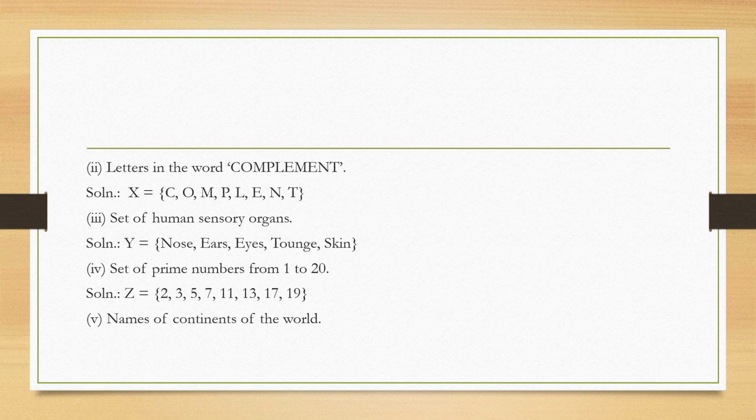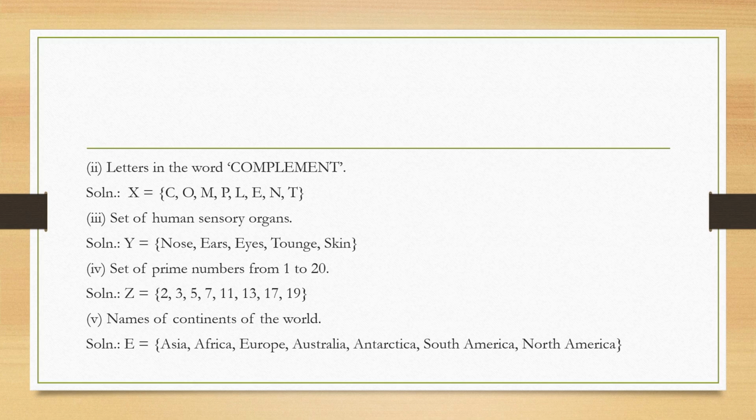Next, names of continents of the world. We know there are 7 continents. Now we have to write in the listing method. How will we write? E is equal to curly bracket open Asia, Africa, Europe, Australia, Antarctica, South America, North America, curly bracket close.